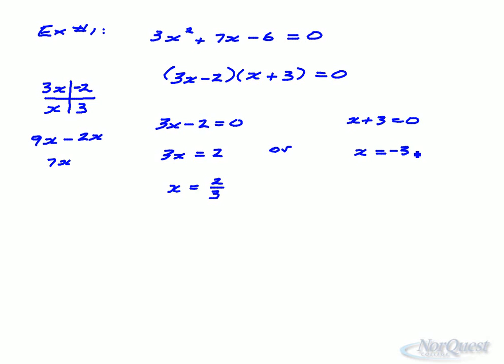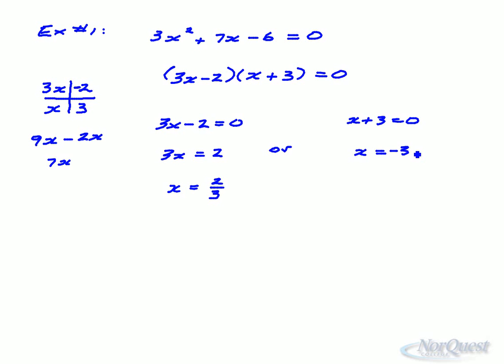Now what does this mean? If I substituted 2/3 into that original equation, I would prove that the left side and right side equal 0. If I plugged negative 3 into that equation, I would prove the left side and right side equal 0. We've done many examples in previous units where we've checked our equations with substitution. You can check these on your own if you wish.